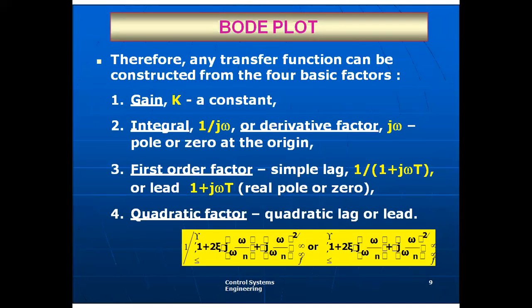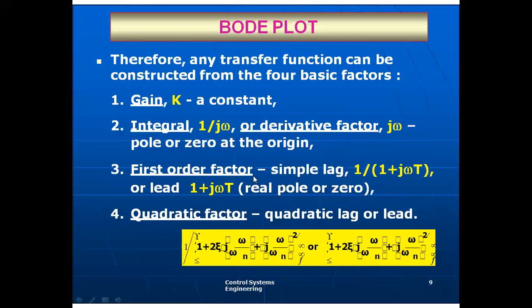Now we will discuss the steps involved in drawing the Bode plot. So we have to find out the gain for each factor of G(j omega). First we have to find out the gain value K. Next, the integral term, which is normally like 1 by s, 1 by s square, 1 by s cube. This can be written as 1 by j omega or 1 by (j omega) square, or the derivative term, which will come in the numerator, j omega or (j omega) square. So these are all poles and zeros available at the origin.